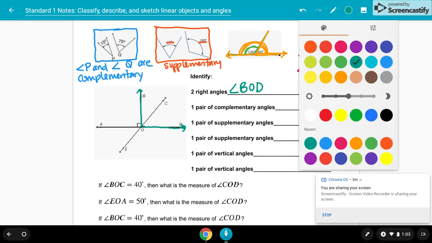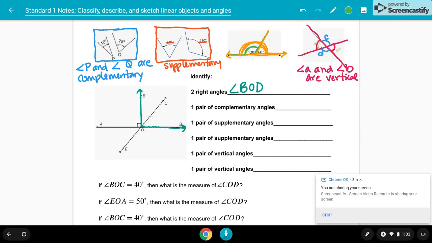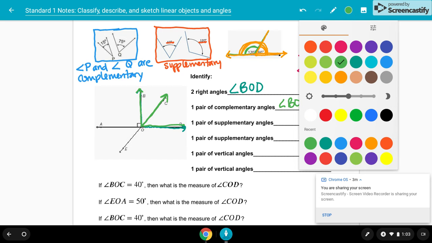A pair of complementary angles, so complementary means they add up to 90 degrees. I only see one pair of them. This angle, angle BOC, is complementary to angle COD. They add up to 90. Why do I keep saying 180? 90 degrees.